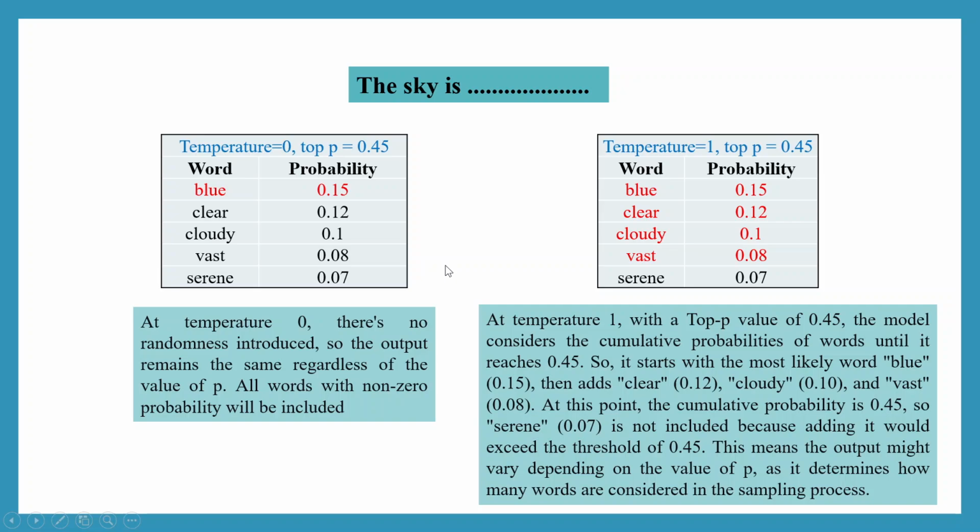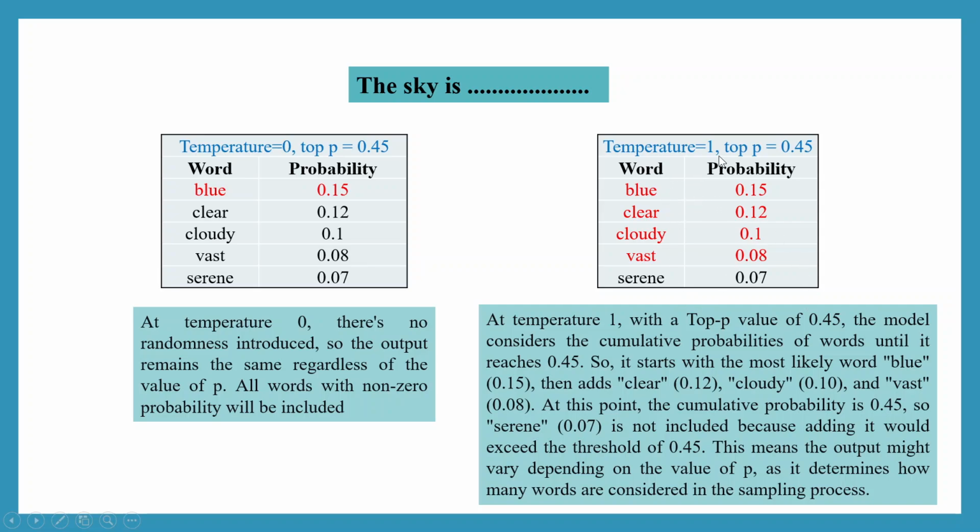Let's take the previous example again. The sky is... temperature is 0, top P is 0.45; temperature is 1, top P is 0.45. Now let's see what the output will be in two different scenarios. In the first case, at temperature 0, there is no randomness introduced, so the output remains the same regardless of the value of P. All words with non-zero probability will be included.